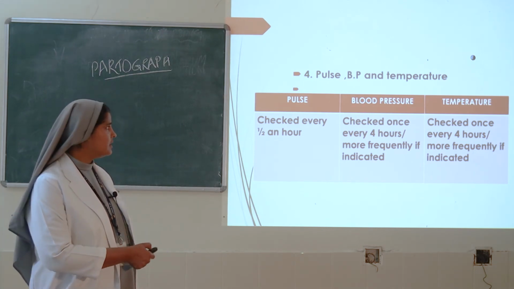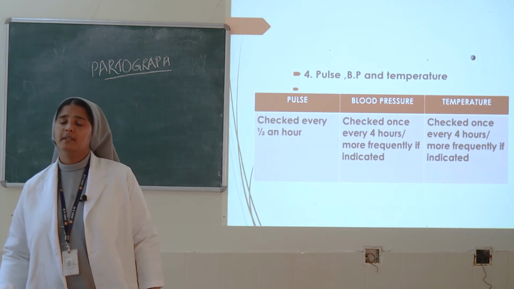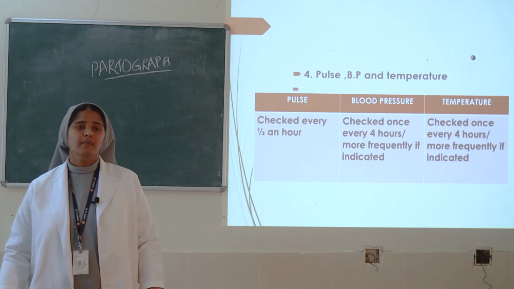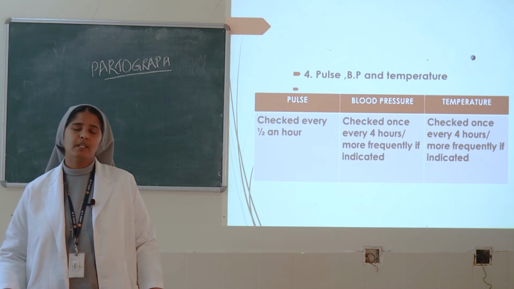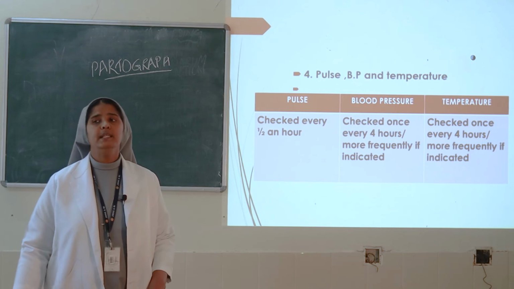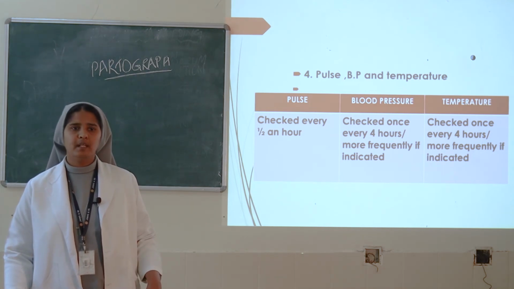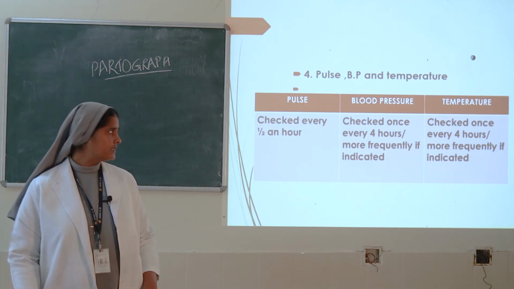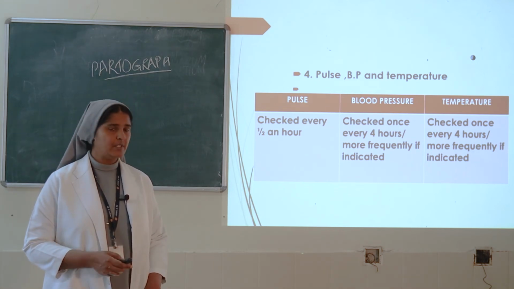And the blood pressure, we are supposed to check every 4 hours, and if the mother is hypertensive, that is any pre-eclampsia or eclampsia, we should check hourly or whatever is indicated in the chart or described by the doctor. Then the temperature, ideally every half hour we are supposed to check the temperature of the mother, or if there is any hypothermia, then it is indicated by the doctor. So, these are the maternal conditions we should assess.